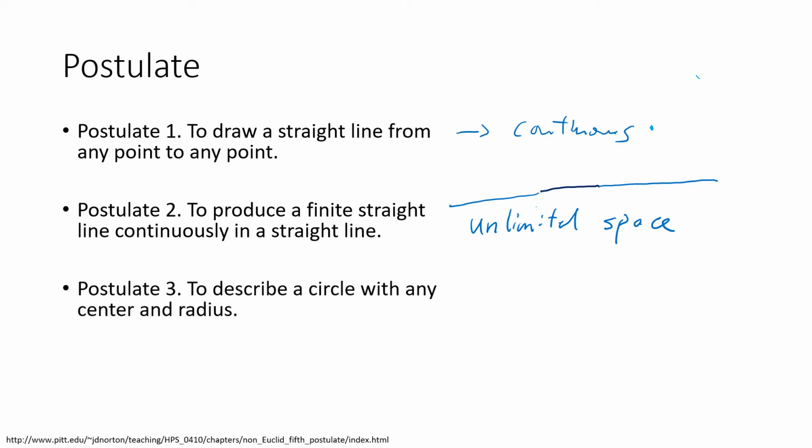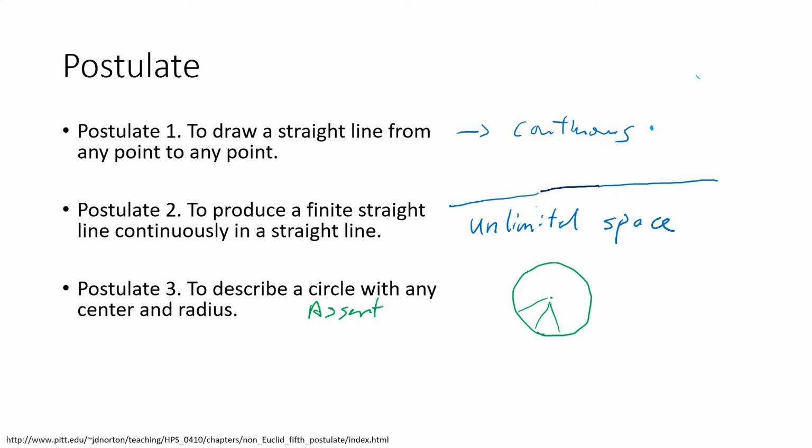So, to describe a circle with any center and radius. A lot of people think, why do we have this? Well, in our previous definition 10, we already talked about what a circle is. There's a center and there's a line, and each line to this center is the same distance, right? But why do we need this one? So this is an assertion.